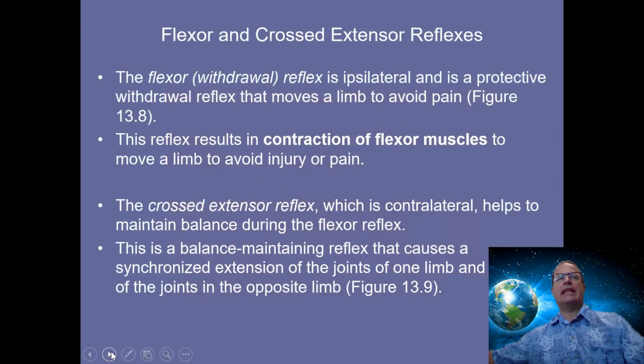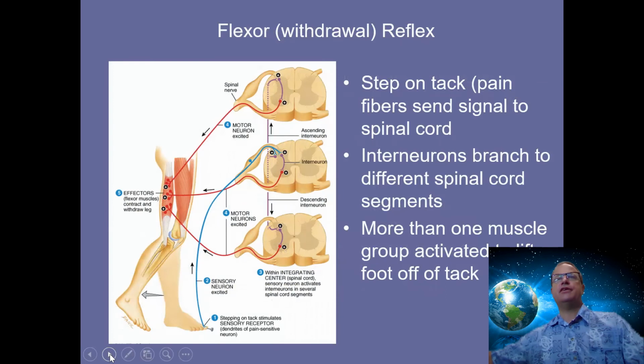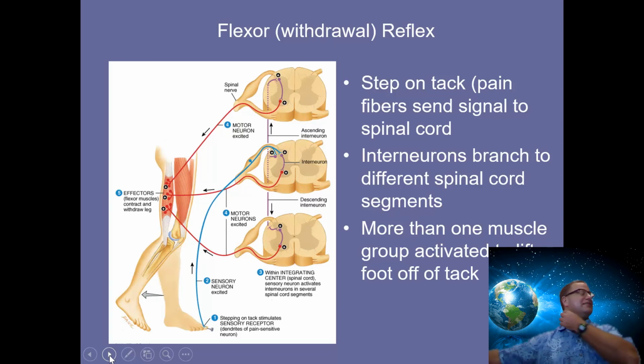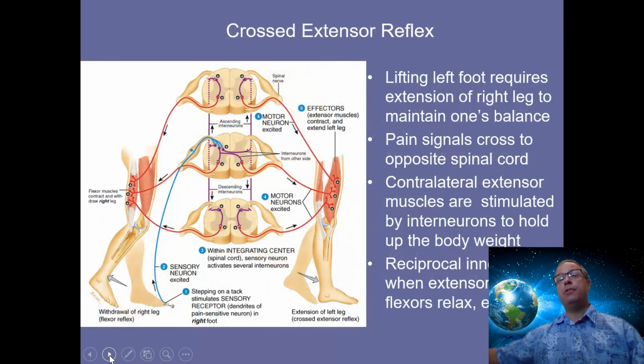Okay, now we're going to talk about some more complicated reflexes, for example, the crossed extensor reflex. So let's take a look here. The flexor reflex was basically what we talked about before. The example was the patellar tendon reflex. We strike it, we get contraction of the quadriceps muscles, relaxation of the hamstrings, and it happens on the same side of the spinal cord, so we call that ipsilateral. Now, let's talk about crossed extensor.